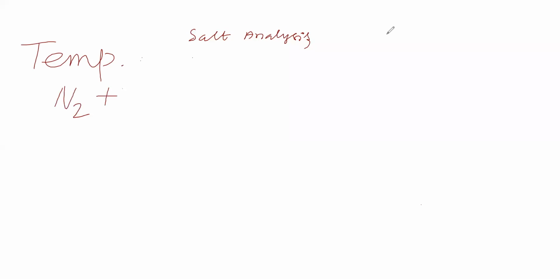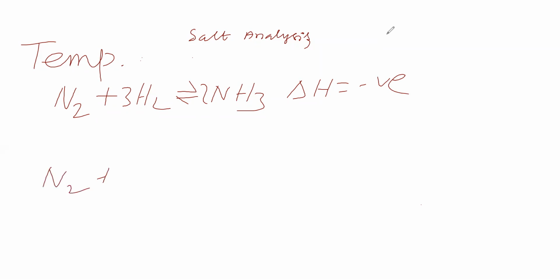Let us take the Haber process equation: N2 plus H2 gives 2NH3. Now for this, delta H is negative. Let us take another equation: N2 plus O2 gives 2NO. For this, delta H is positive.